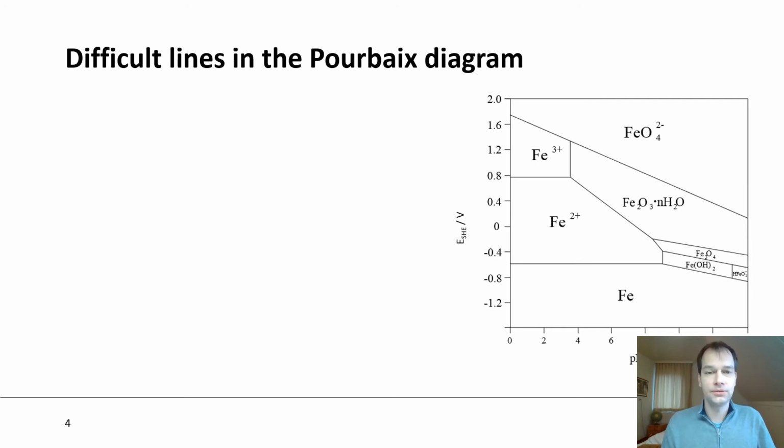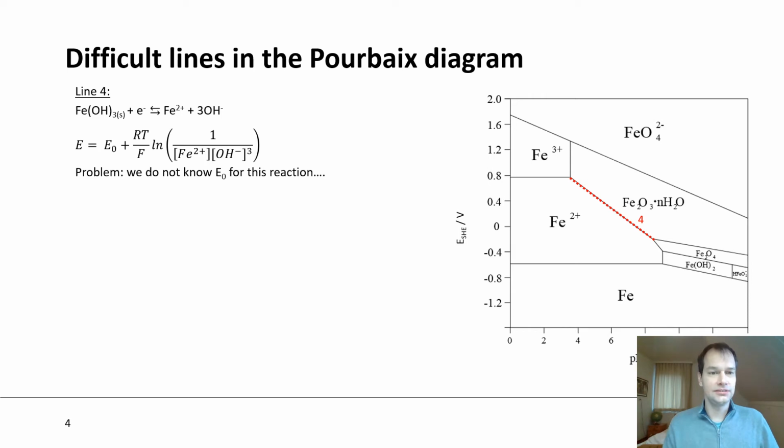Now, let's have a look at one of the more difficult lines in a Pourbaix diagram, namely the tilted lines. We take this line 4 as an example, which is the transition from the iron 2 plus to the Fe2O3 with the water with it. That's basically this reaction as we write it down here. So iron oxide hydroxide plus electrons gives iron 2 plus and 3 OH minus.